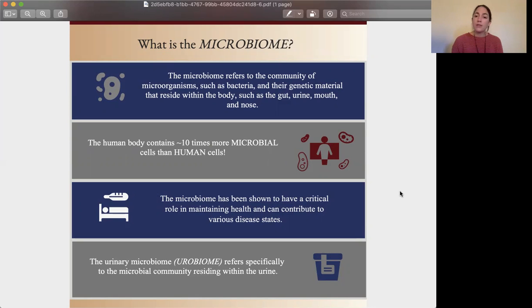But on the flip side of that, when the microbiome is disturbed in some way, it's been linked to numerous disease states. So today, I'm going to talk to you specifically about the urinary microbiome, which is also called the urobiome. And this is the microbial community that lives specifically within the urine.